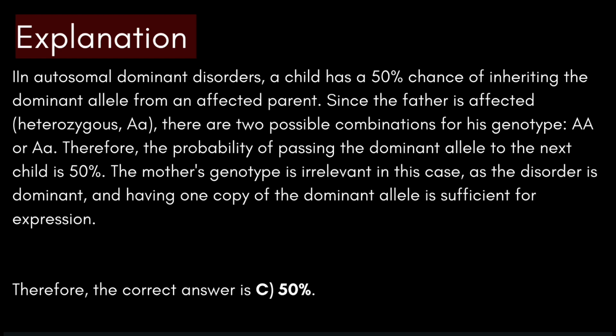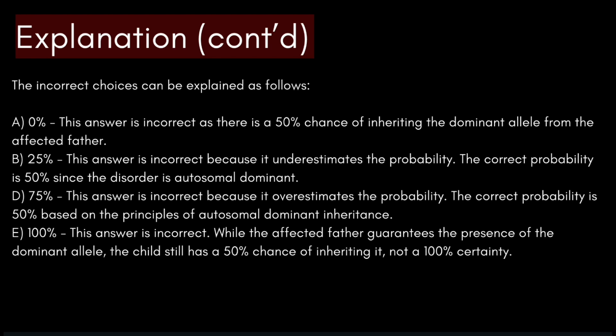The mother's genotype is irrelevant in this case, as the disorder is dominant, and having one copy of the dominant allele is sufficient for expression. Therefore, the correct answer is 50%. See explanations for why the other answer choices are incorrect here.